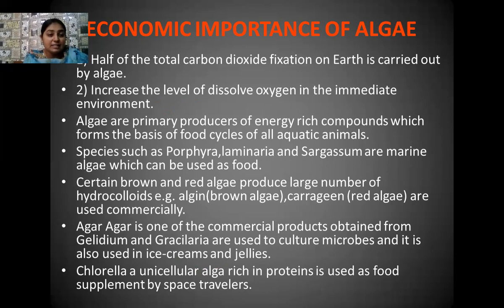And there are some special species of algae such as Porphyra, Laminaria, Sargassum. All of these are examples of marine algae, and they are used as food. There are certain brown and red algae which produce a large amount of hydrocolloids. And these hydrocolloids are algin in case of brown algae and carrageenan.